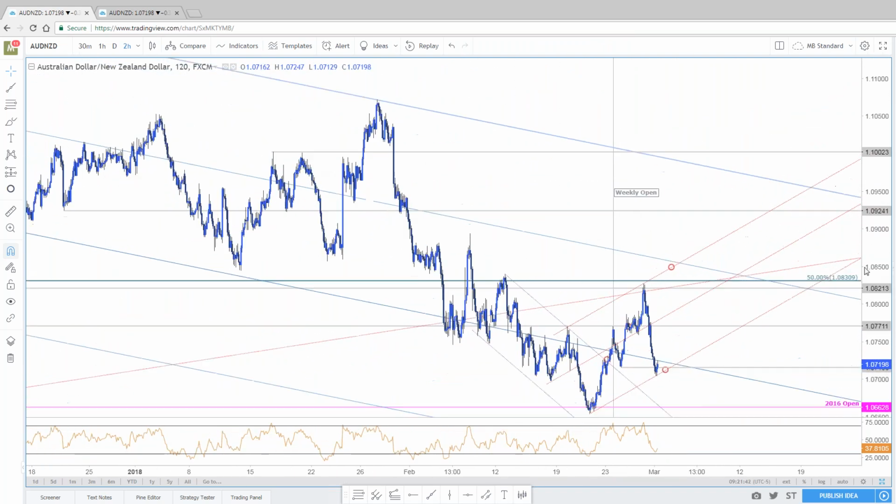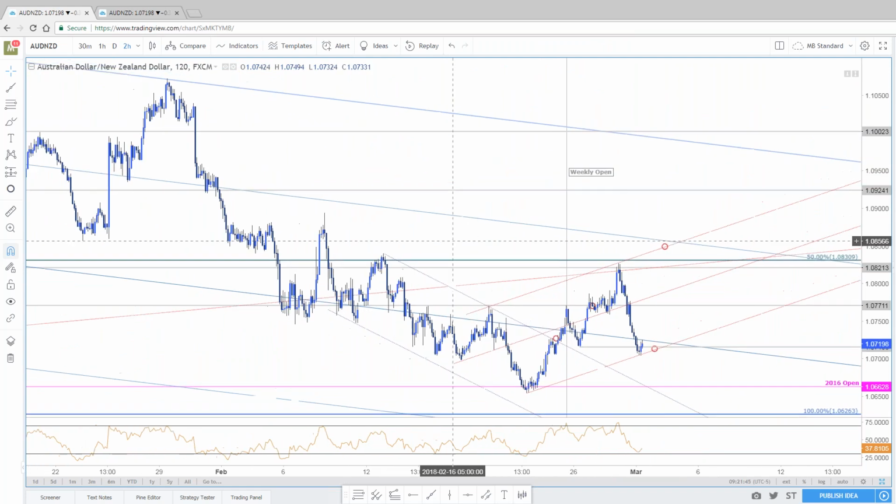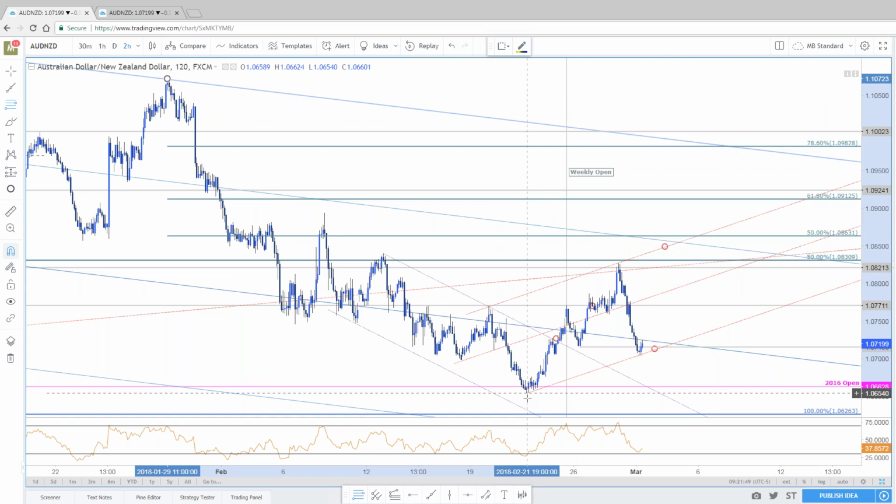And one other thing just to take a look at is the near-term decline from here. 108.60 comes up on that.